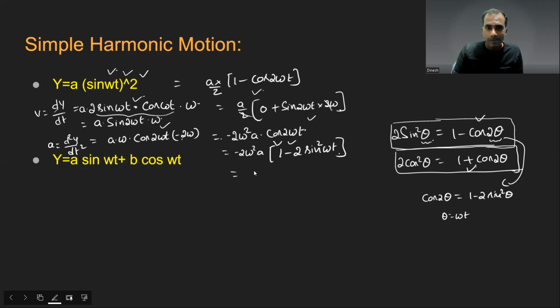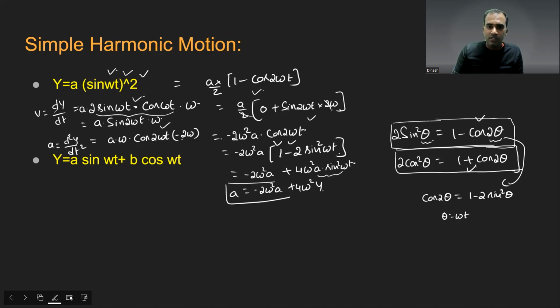Now look at this one. Minus 2 omega square a plus 4 omega square a into sine square omega t. So this is minus 2 omega square a plus omega square into 4 into y. This is the relation that we got.